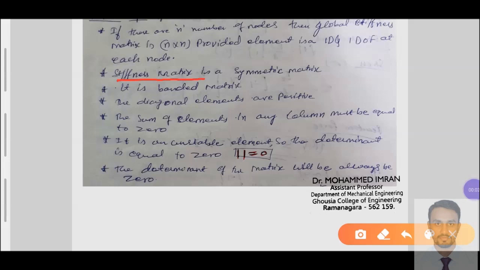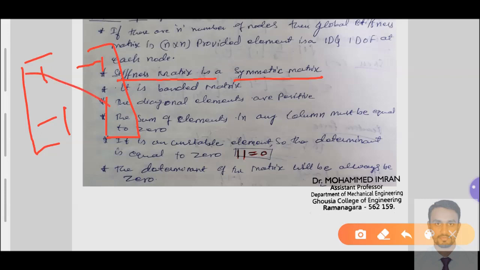The stiffness matrix is a symmetric matrix. How is it a symmetric matrix? You can check: 1 minus 1 minus 1 1. So you can see this is a symmetrical matrix, and this is also a symmetrical matrix.